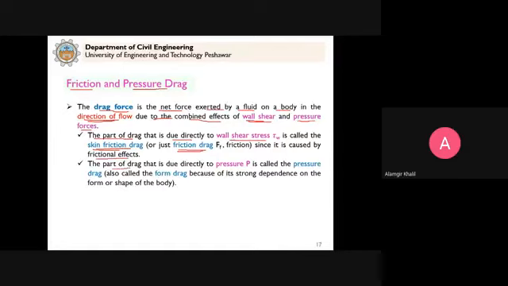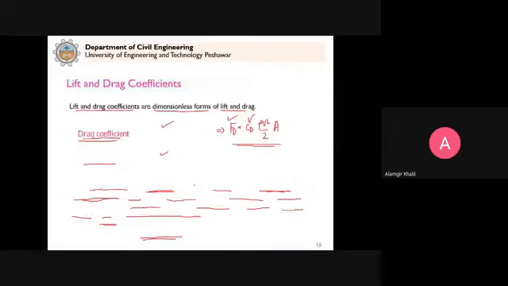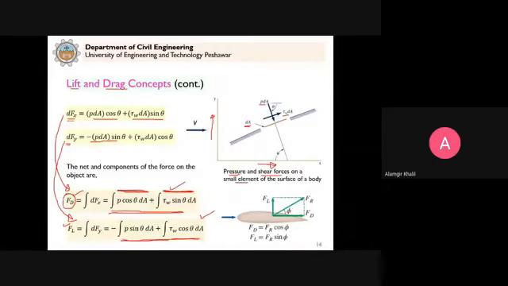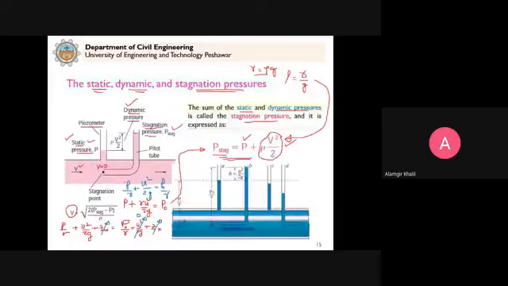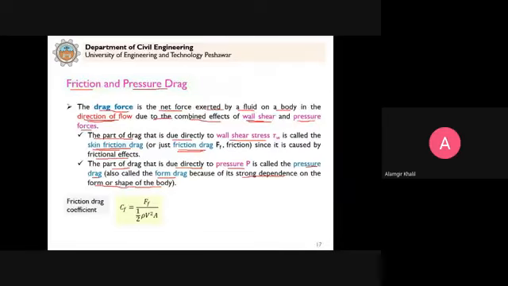The part of the drag that is due directly to pressure is called the pressure drag, also known as the form drag, because of its strong dependence on the form or shape of the body. So if I come back here, because this component is due to the pressure, that's why this is known as pressure drag.